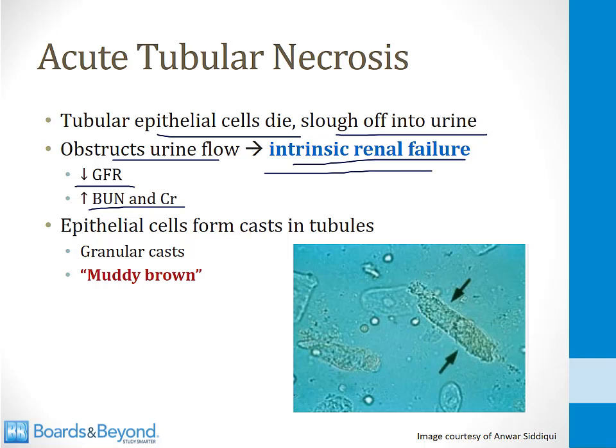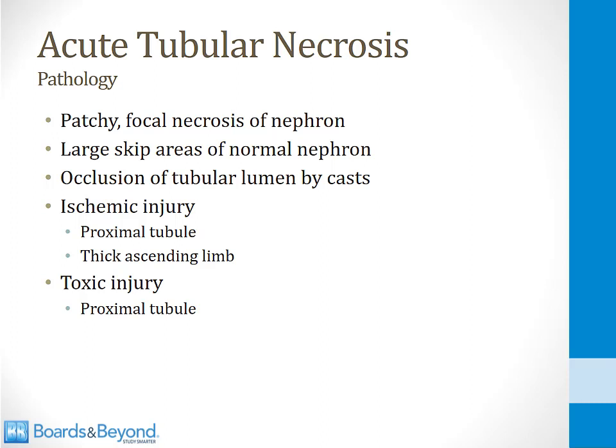So the epithelial cells form casts as they move through the tubules, and you can see these if you examine the urine of a patient with ATN. They're described as granular casts or muddy brown casts, and this is a picture of one shown on the slide here. We don't usually do renal biopsies among patients with ATN, but if you did, what you would see is patchy focal necrosis of the nephron.